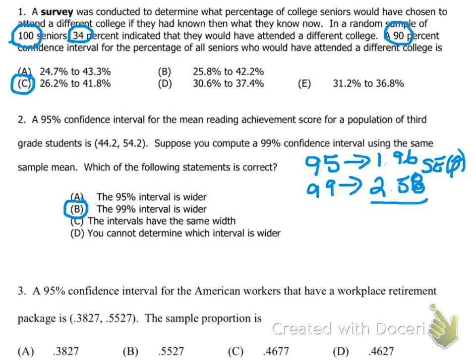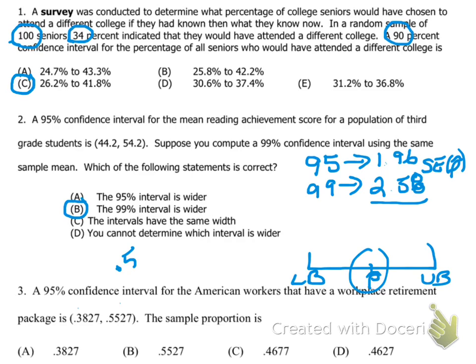Okay, let's go down here to number 3. It says a 95% confidence interval. They want us to find the sample proportion. And so remember what we have. We have a lower bound and we have an upper bound. And we have our proportion here. So to find this, I have to take these two numbers and add them up and divide by 2.